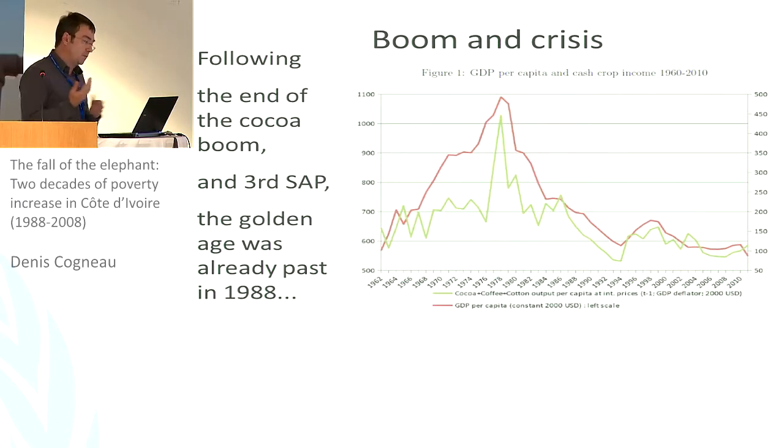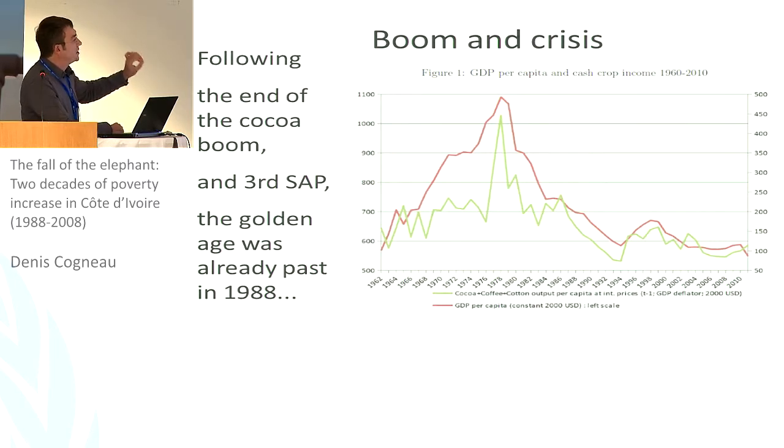There is a famous sentence of Winston Churchill that says that the further backward you go in the past, the better you understand. I think it's worth looking at figures. Here I have put the figures that record the growth since independence, the growth rate of the level of GDP per capita in constant US dollar terms, and the green line is the sum of the cash crop income at international price. The cash crops for Côte d'Ivoire are mainly cocoa, at least since the 1970s, coffee and cotton. So the green line is the total income earned at international price for the relevant year.